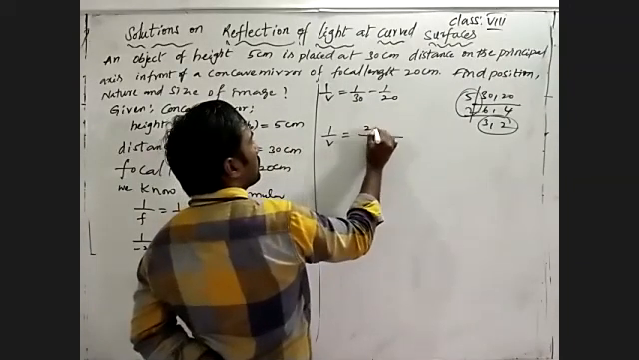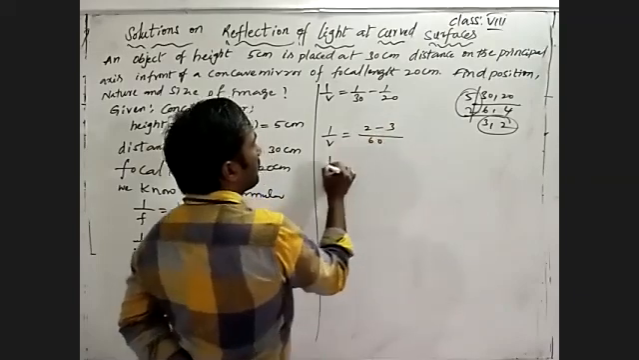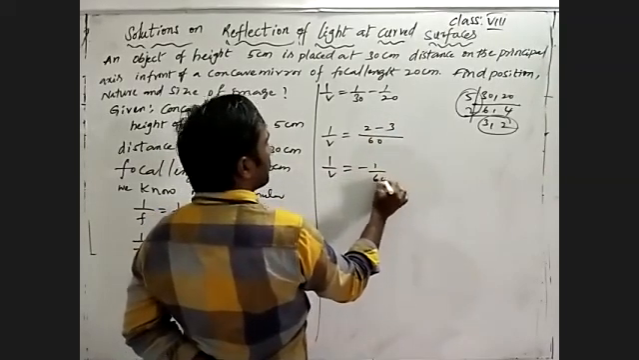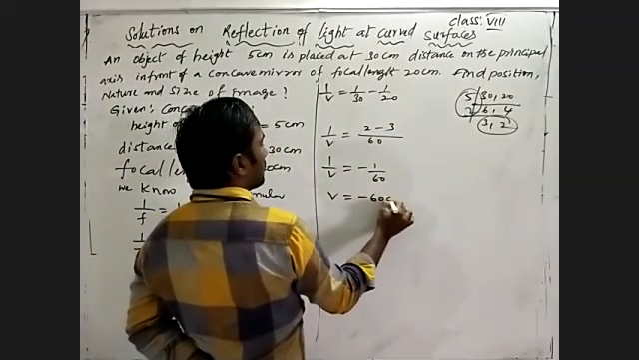3 twos are 6, 3 threes are 9... so 2 minus 3. 1 by v is equal to minus 1 by 60. So v is equal to minus 60 centimeter.